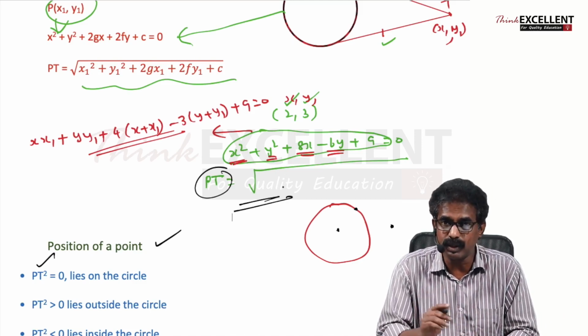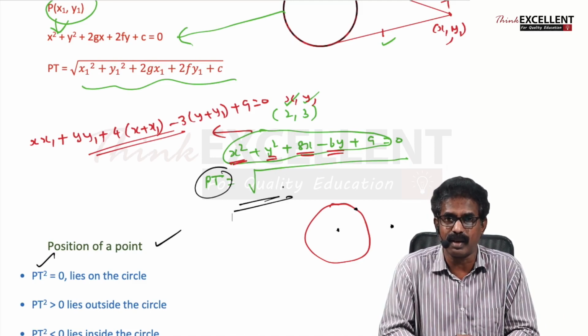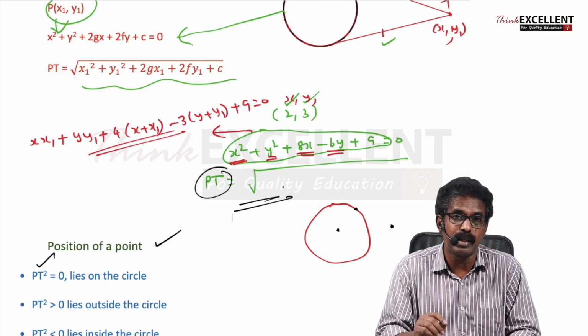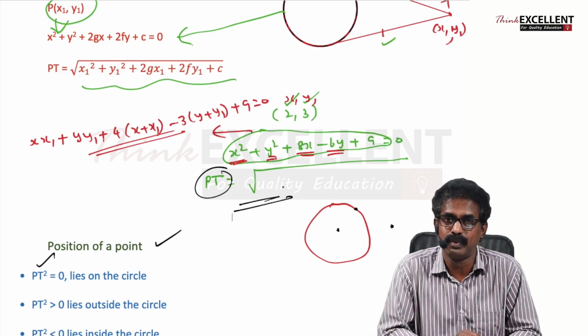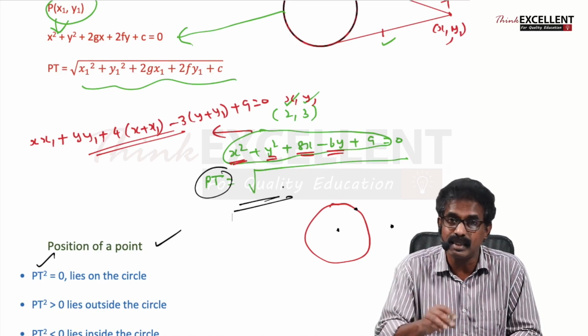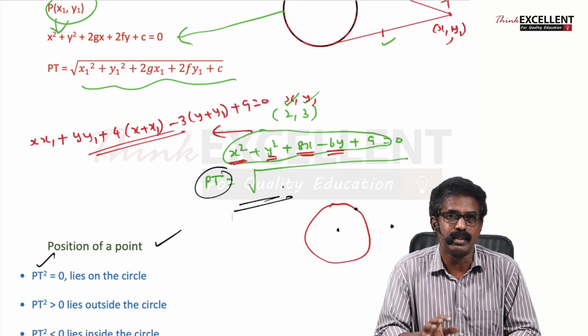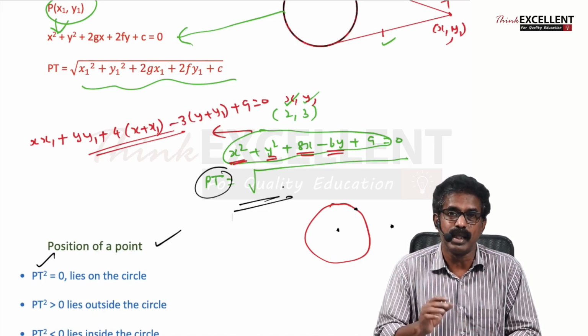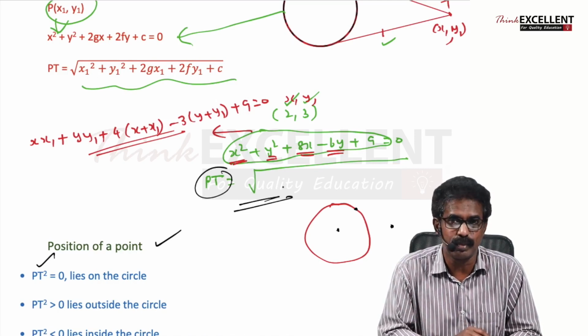If your answer is positive, suppose your answer is 27, greater than 0, you say the given point lies outside the circle. Suppose your answer is minus 2, negative, less than 0, the point lies inside the circle. Suppose your answer is exactly equal to 0, you say the point lies on the circle. Are you able to understand this?